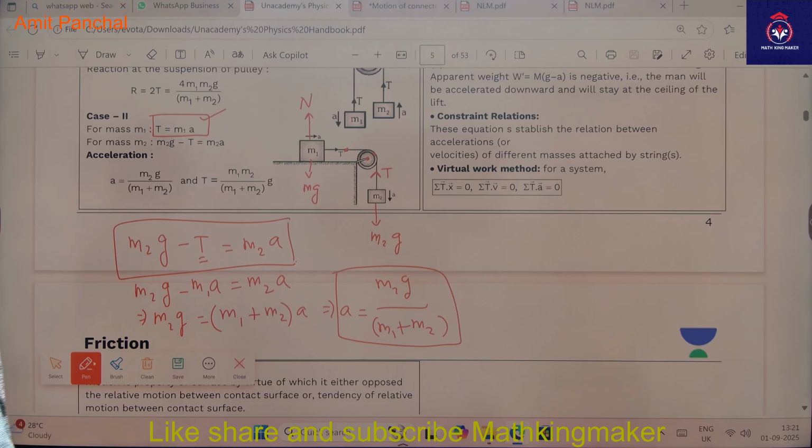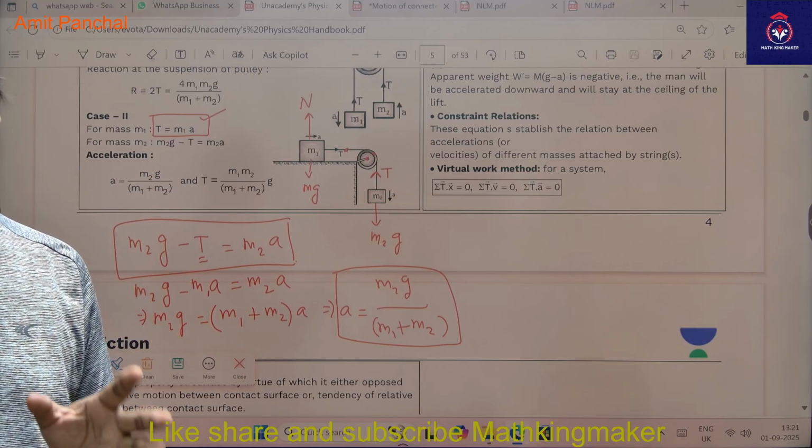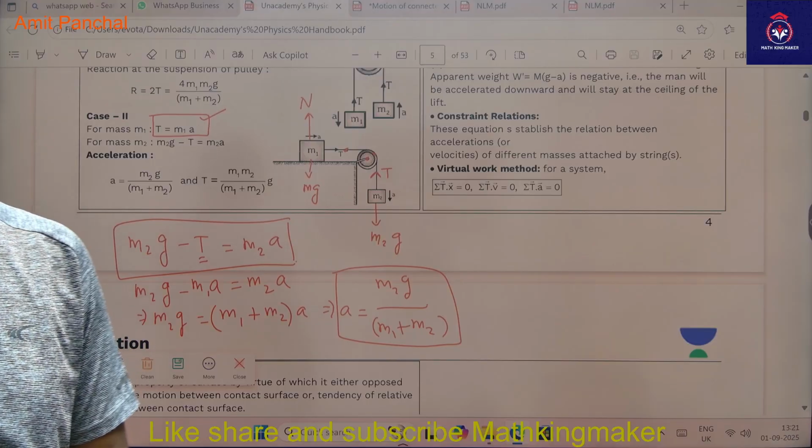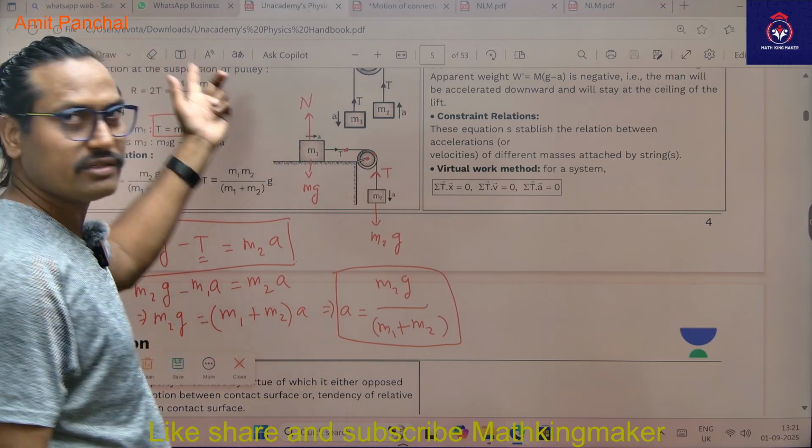What's the difference between normal and contact? Contact force is a broader category. Normal force is one kind of contact force, because there can be many types of contact force, not just one. Already we discussed that in the previous class.